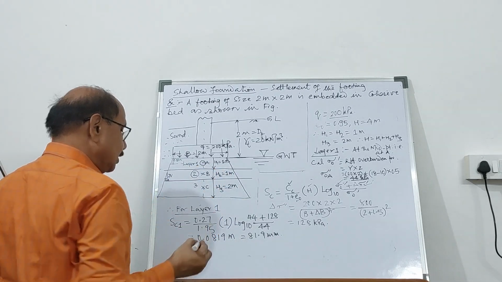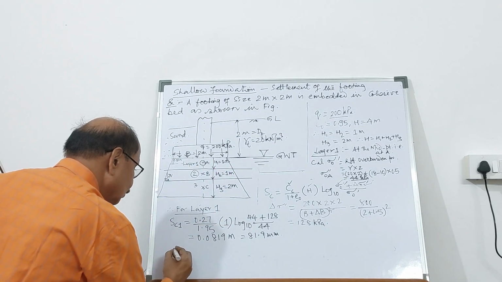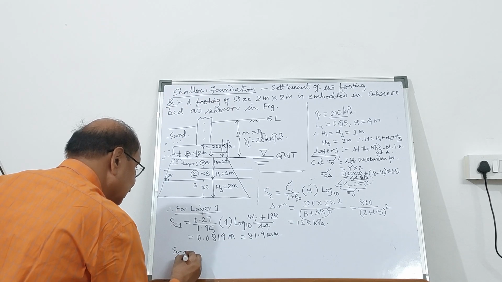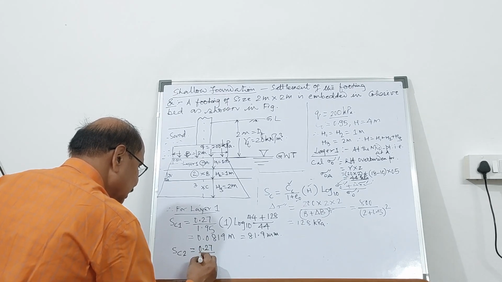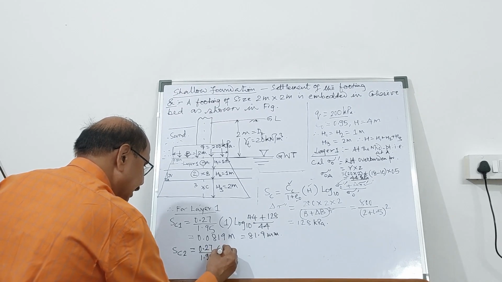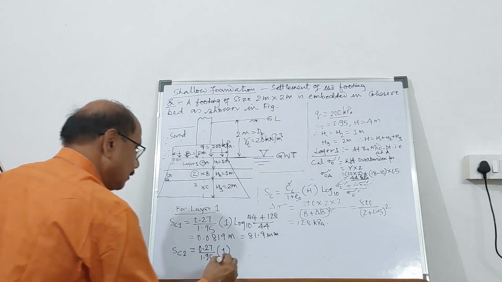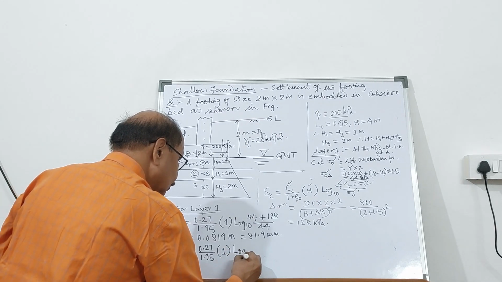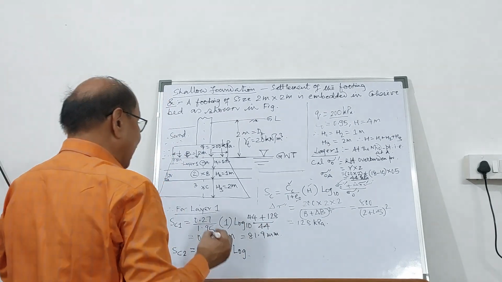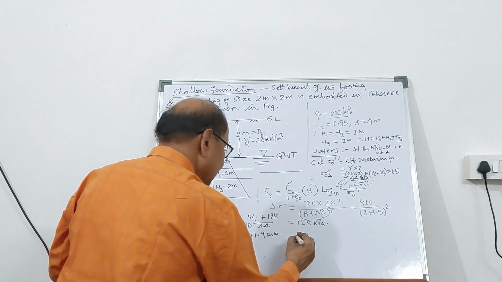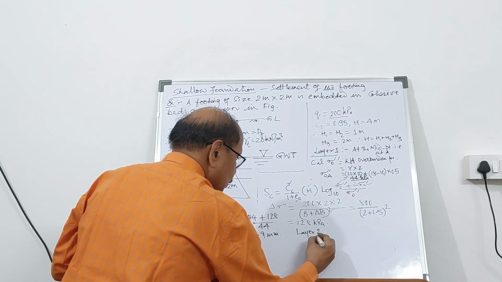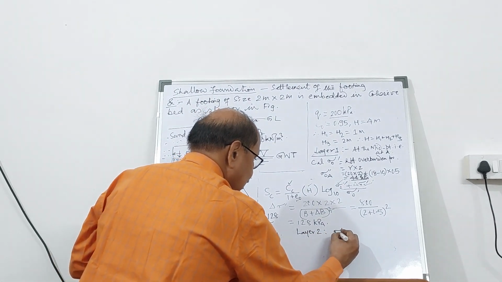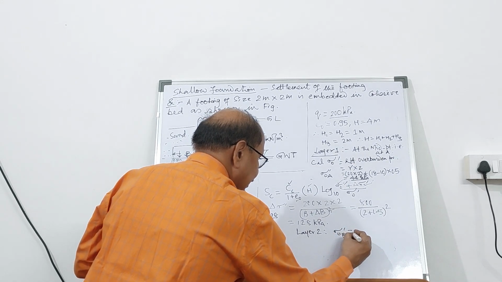Similarly, for layer 2, this is the second layer. Now what is H2? It is 1 meter. So now you can calculate SC2. It will be 0.27 Cc divided by 1 plus E naught, which is 1.95, H2 will be 1 meter, and log of sigma naught prime at point B, the midpoint.